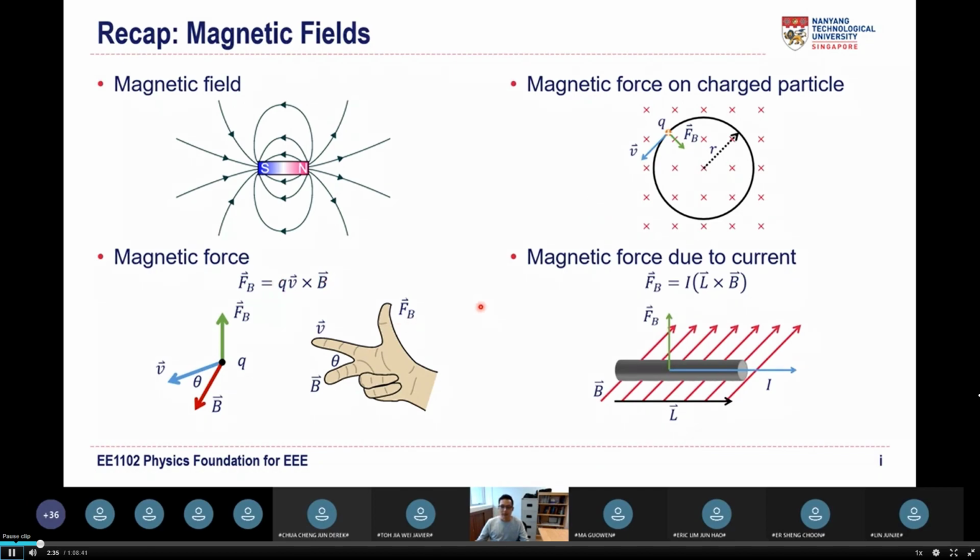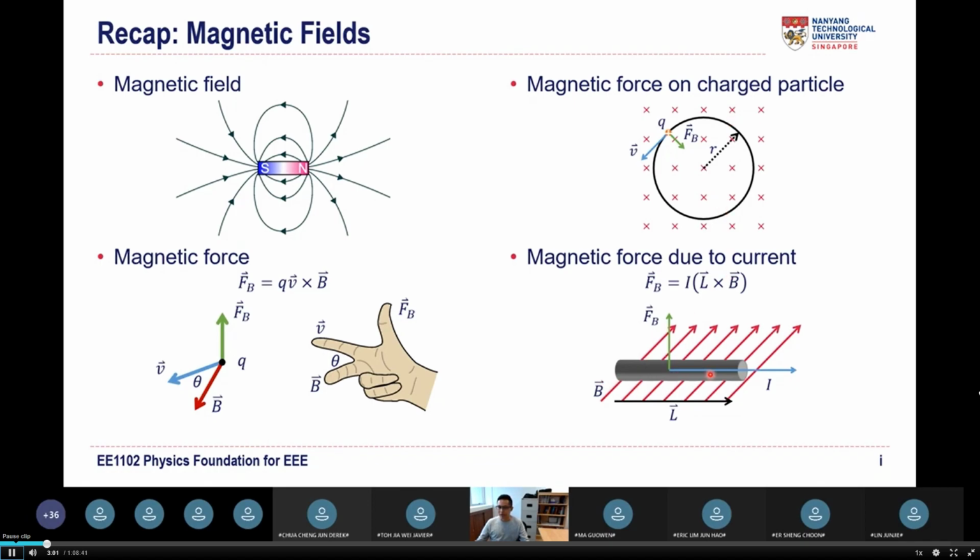Because you have force acting on a charge, when the charge enters into a uniform magnetic field with a given velocity, it's going to be moving in a circle, with the magnetic force acting as a centripetal force for this circular movement. So we've discussed this.